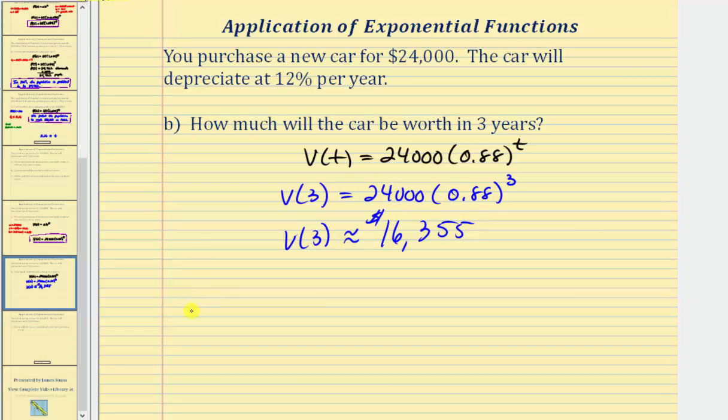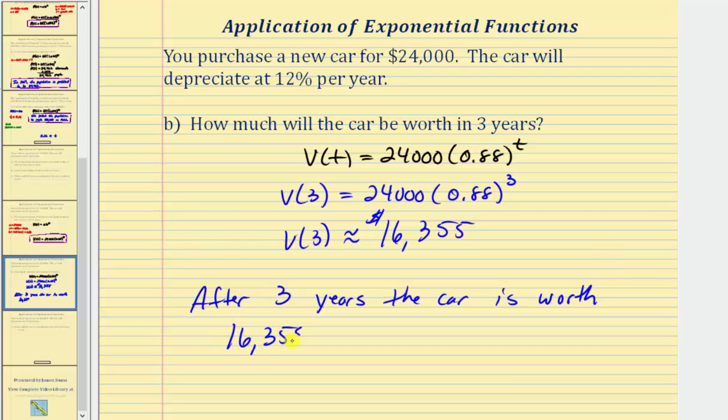So as a sentence, after 3 years, the car is worth approximately $16,355. Now the question may say round to the nearest cent. In this case we weren't told, so I'm rounding to the nearest dollar.